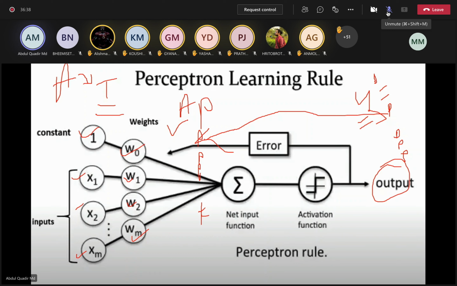If my actual and my predicted values match, then I will not change the weights. It means that the weights I have assigned to my inputs are correct. But if my actual is, for example, yes, but my predicted is fail, it means that there is a mismatch.